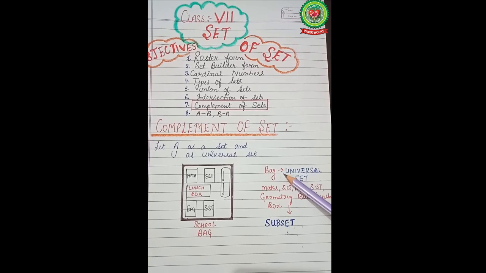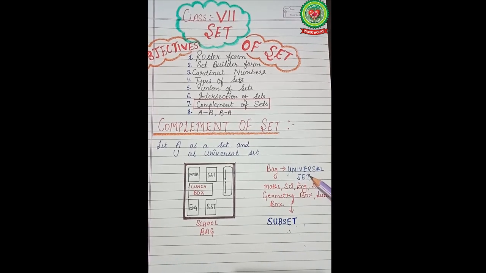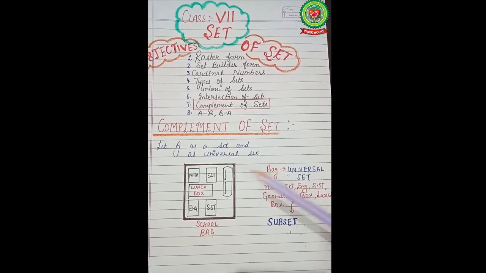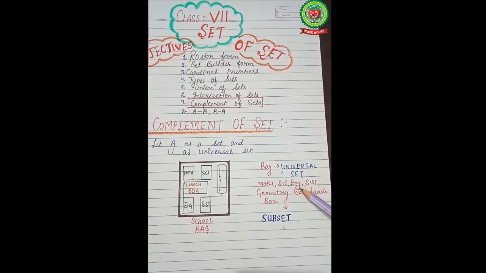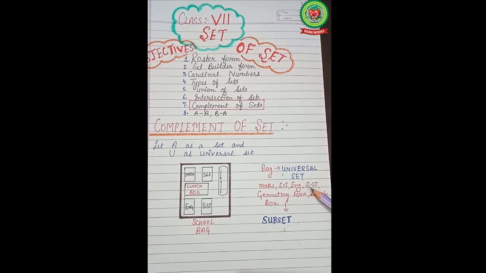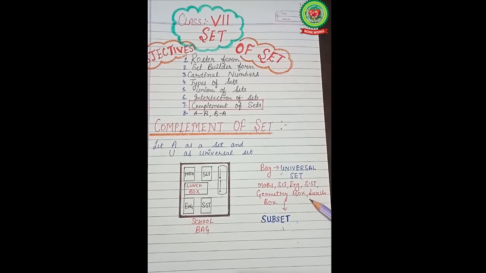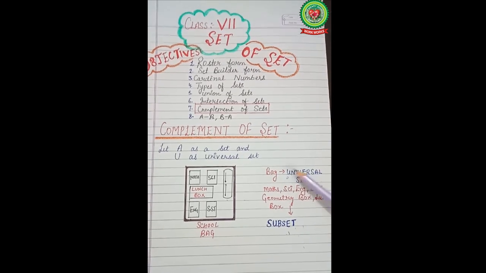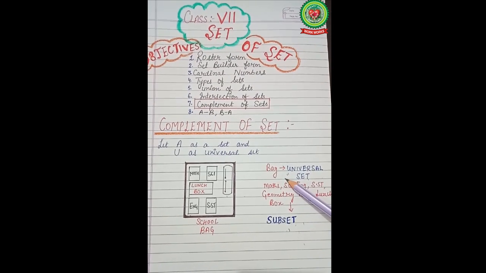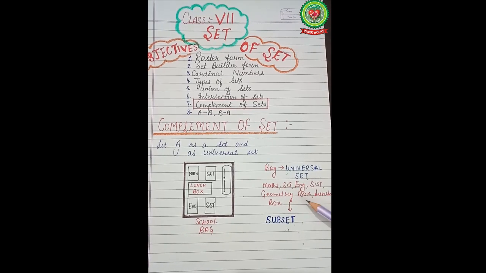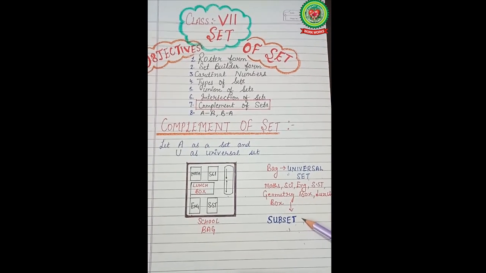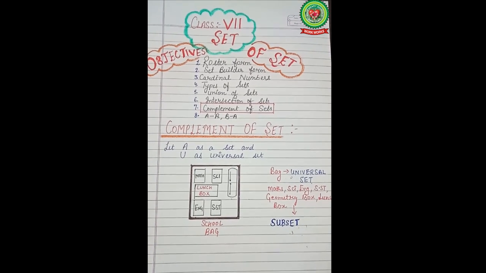So this school bag will be a universal set because it contains all these things, right? Your math, science, English, SST books along with the geometry box and lunch box we will call the subset. So this bag is your universal set and all these things contained in your bag are called the subset of your bag.